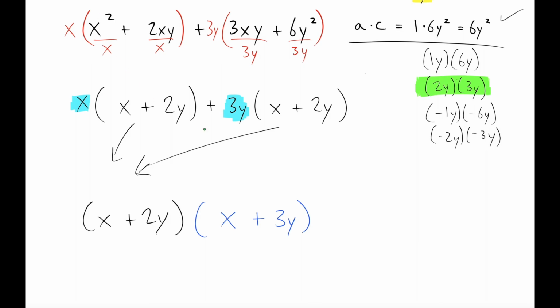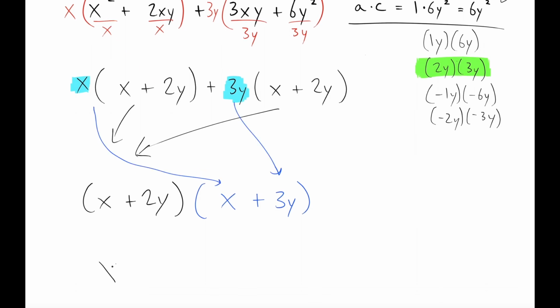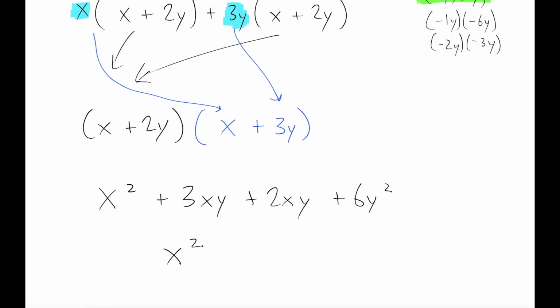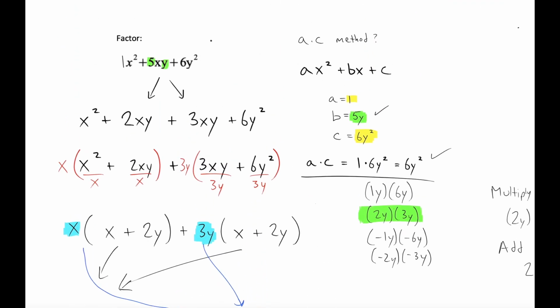All right, let's FOIL it just to check. You do your firsts. It's x times x, makes x squared. Then you do your outers. x times 3y makes 3xy. Then you do your inners, 2xy. And then your lasts, 6y squared. So it's x squared plus 5xy plus 6y squared. It matches.